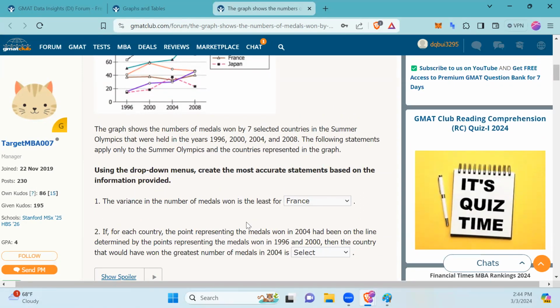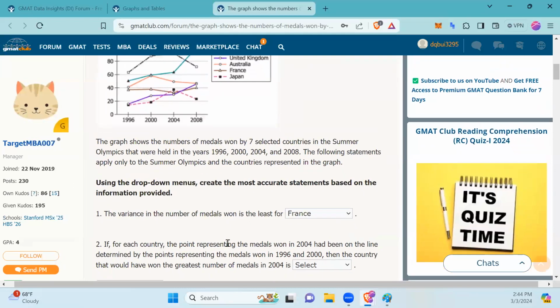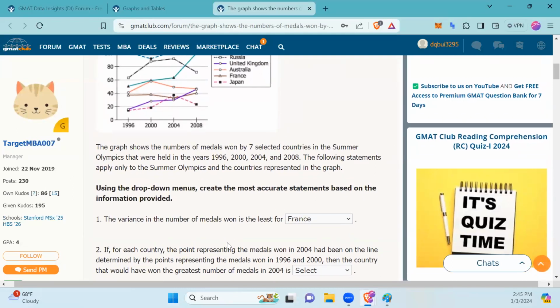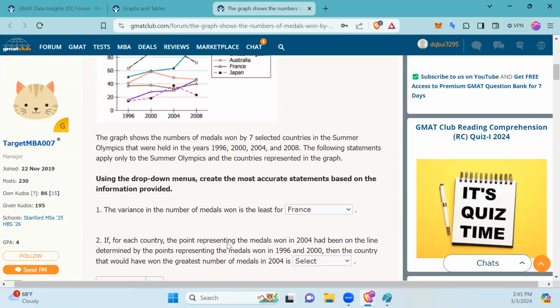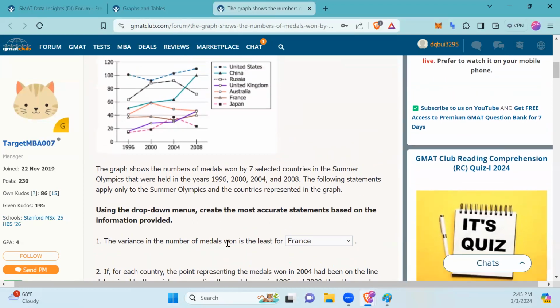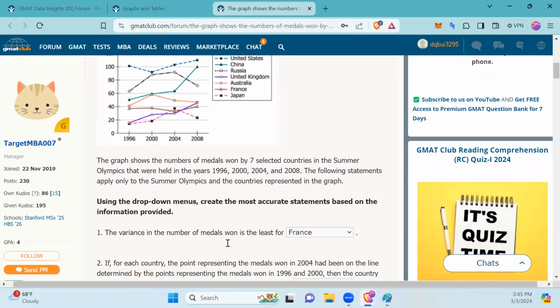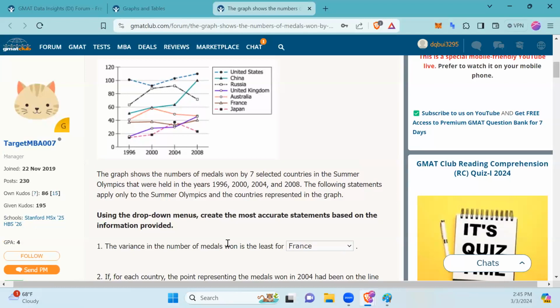Here it requires a bit of imagination. It's asking us, if it's going at the same speed, which one will have the greatest number of medals in 2004. So we would just look for the line which has the steepest slope, sloping up, from 96 to 2000.